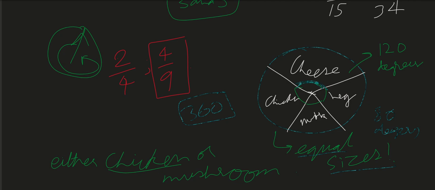Now given that each sector is 80 degrees, chicken and mushroom together, we need both of them. So that would be 160 degrees when we add two 80s up. And 160 is our favorable part, and 360 is our total. So that's favorable over total. That's 160 over 360, which is 4 over 9. Is everybody clear? Yes, sir.